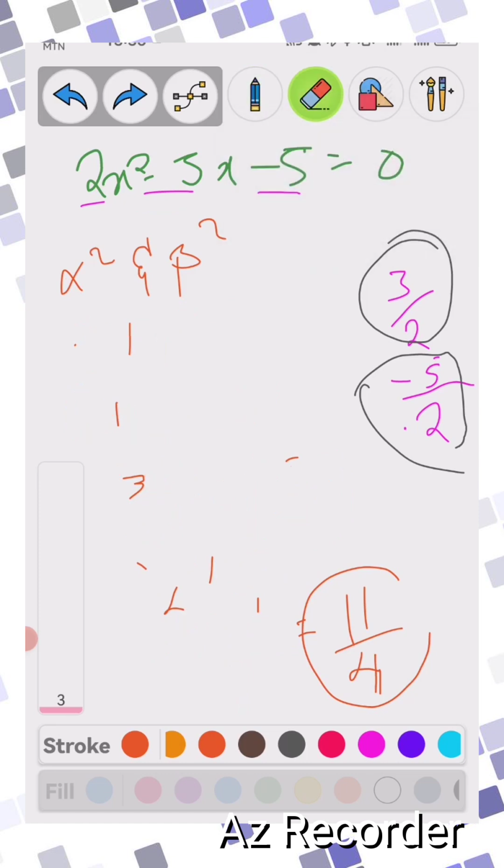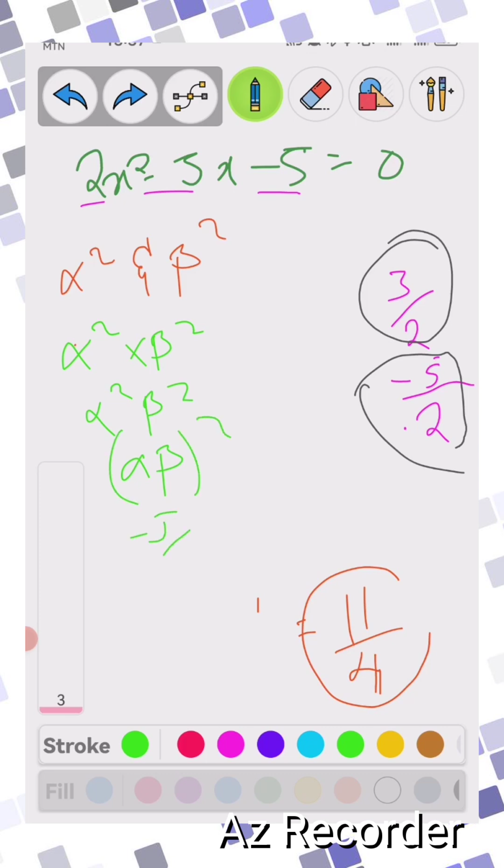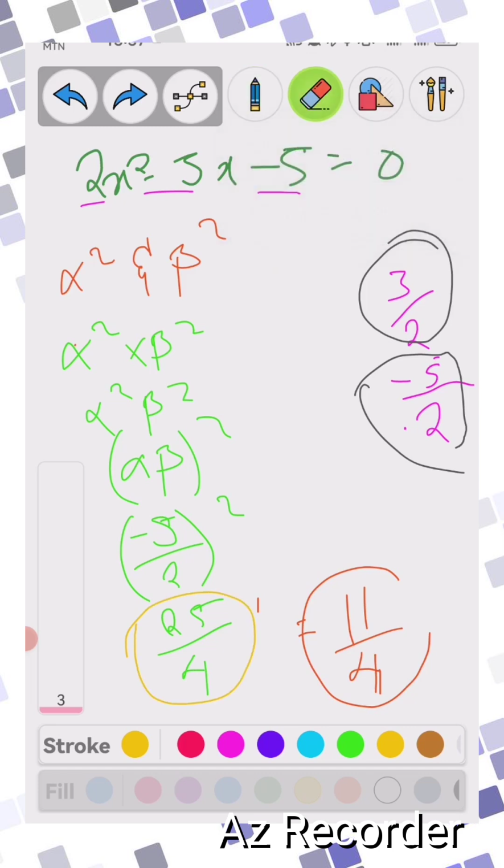So let me get rid of my workings so that I create more space for the new workings, because I need to now find the product of the two given roots. The product of the two given roots is going to be alpha squared multiplied by beta squared. So this is just going to be alpha squared beta squared. Since the squares are there, I can say alpha beta, and then I just square them. So what's my alpha beta? My alpha beta is negative 5 over 2. Negative 5 over 2, squared like that. So it's going to be positive 25 over 4.